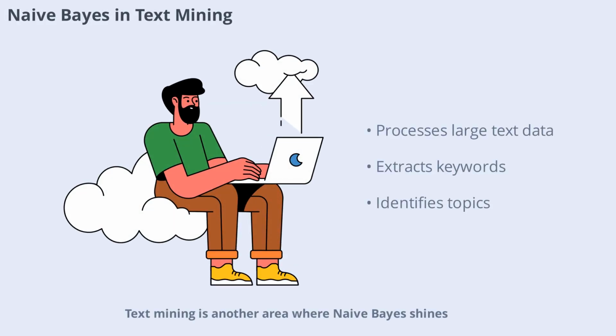Text mining is another area where Naive Bayes shines. It can quickly process large volumes of text data, categorizing documents, extracting keywords, and identifying topics. Its efficiency and scalability make it a favorite for natural language processing tasks.